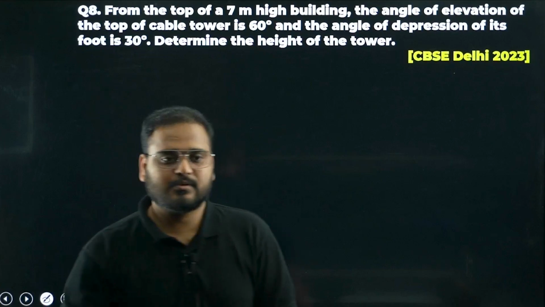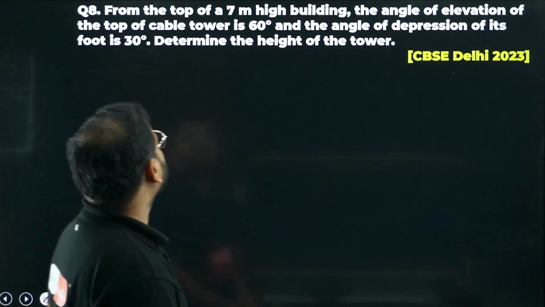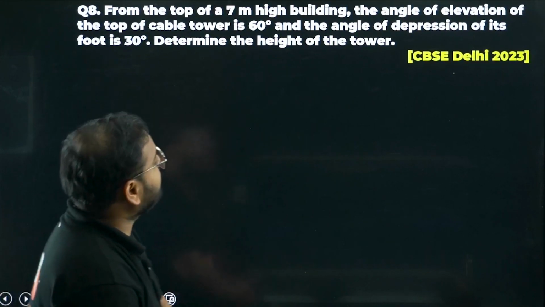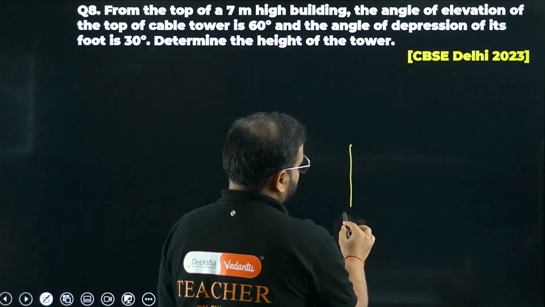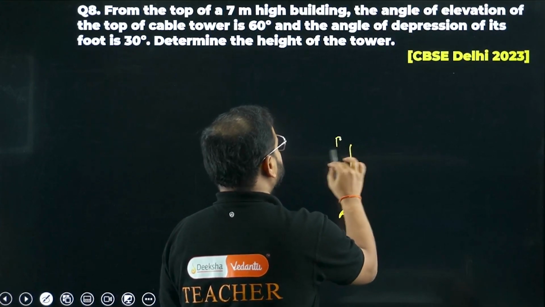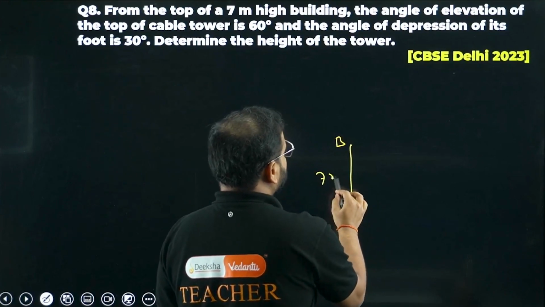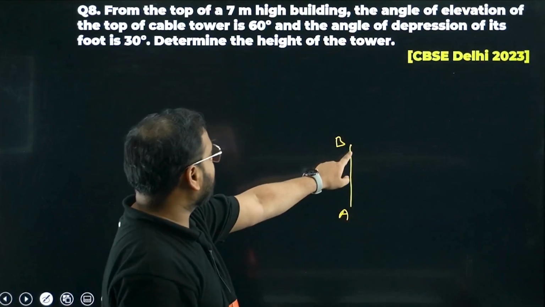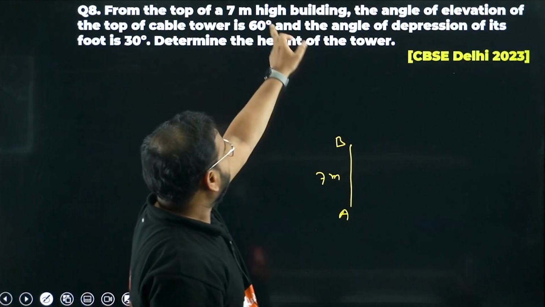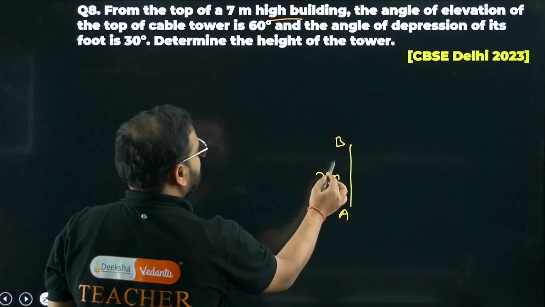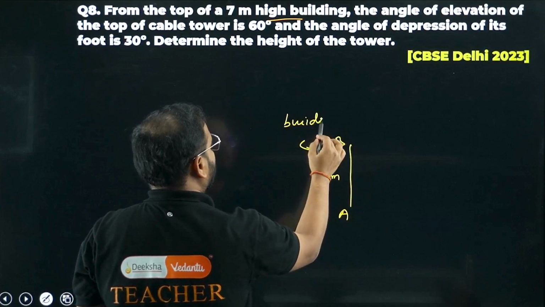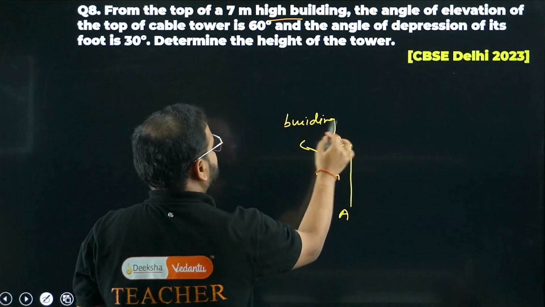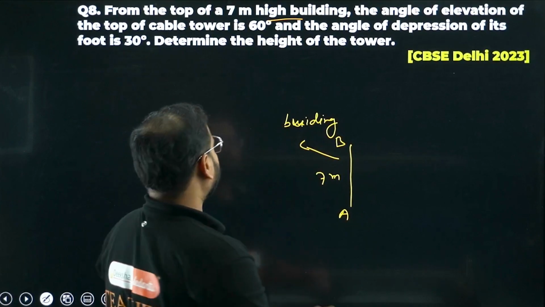Question number 8. Let's look at question number 8 now. What it says: from the top of a 7-meter high building. Okay. So the observer is standing now at this point. So A is here, B is here. This is what, sir? 7-meter high. The observer is over here, from this top of the building. This is my building, bacha. Okay, building. All right. Chaliye, 1 second.